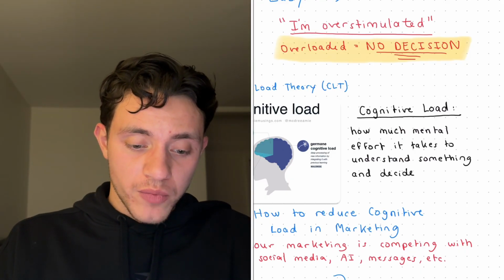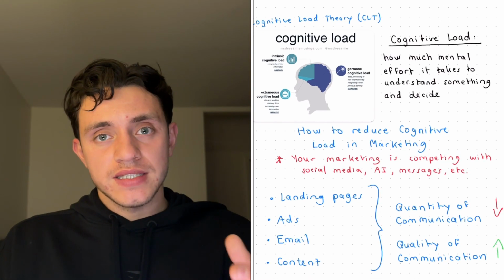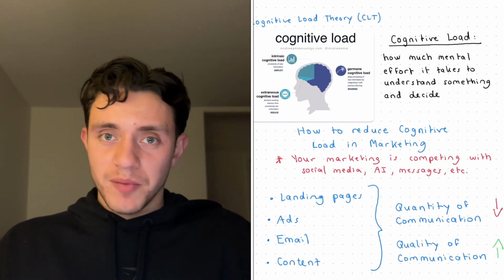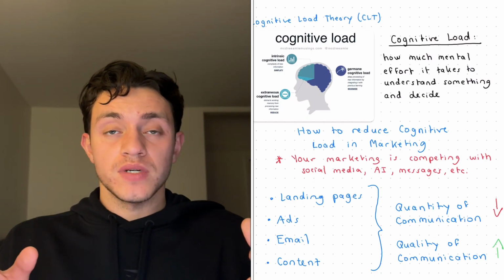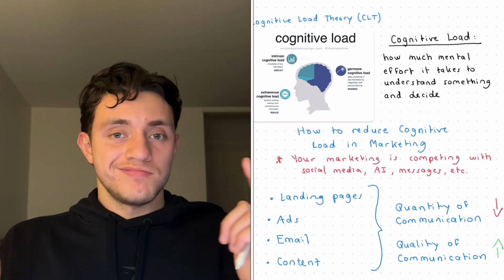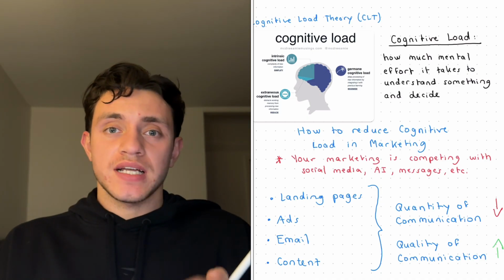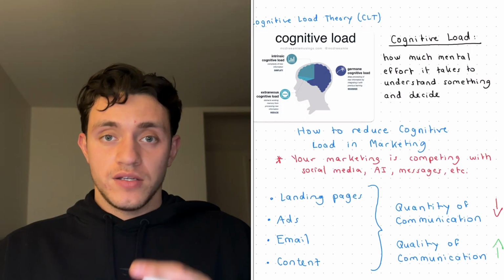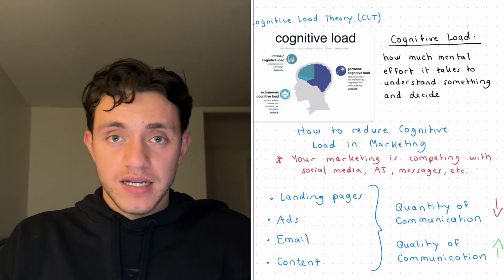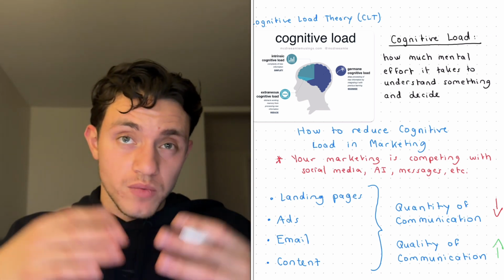So how are we going to reduce the cognitive load in your marketing? One thing I want to point out is that your marketing is competing with not just other competitors' marketing. Your marketing is competing with everything in the world. Your marketing is competing with messages. Your marketing is competing with every notification that someone gets on their phone. Whether you have an ad on Meta or on TikTok, and then there's an email notification or a text message notification, you're competing with all of that.